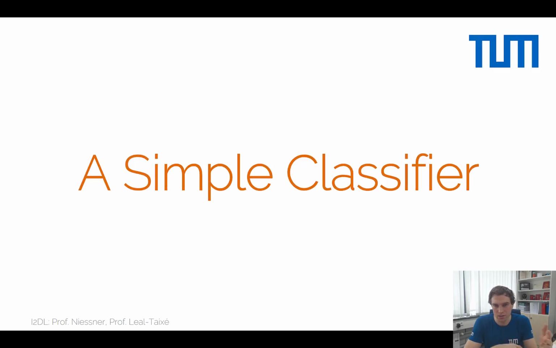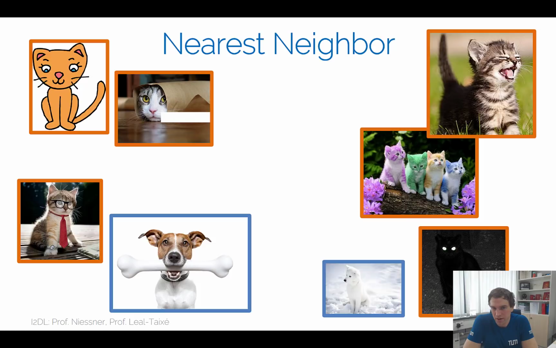In this case, I would like to continue with the example that we had before. We would like to do image classification, and we would like to propose a very, very simple classifier. We don't want to use a neural network yet, we want to use something much simpler. And one of the simplest classifiers that we can think of is a nearest neighbor classifier.